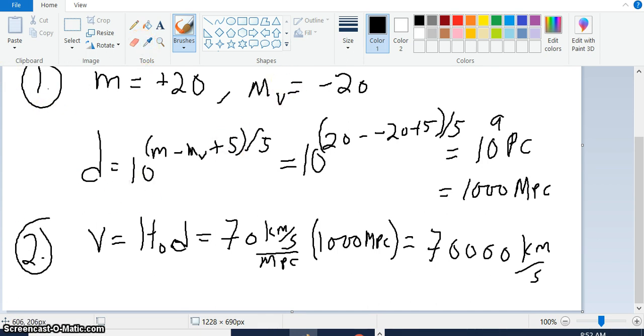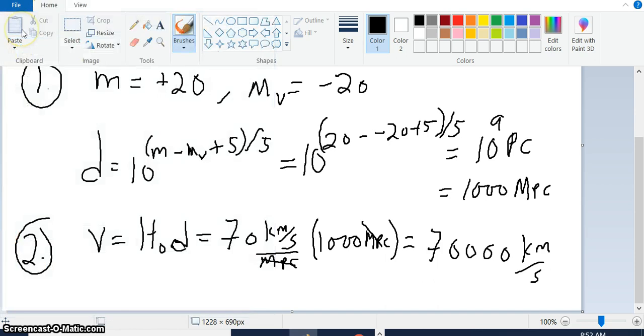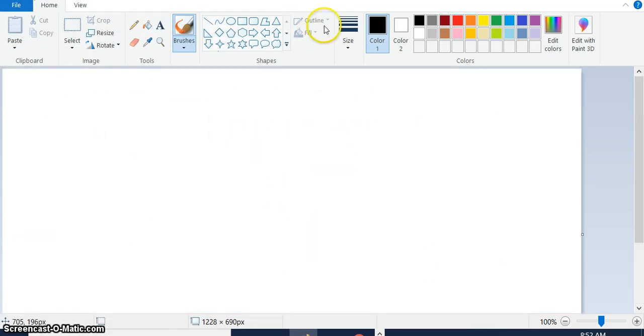So the recession velocity is equal to the Hubble constant, 70 kilometers per second per megaparsec, times, in this case, 1,000 megaparsecs. This is why we had to have it in megaparsecs. The megaparsecs cancel, and that leaves us with 70 times 1,000, or 70,000 kilometers per second. Then we have to figure out what the redshift is.